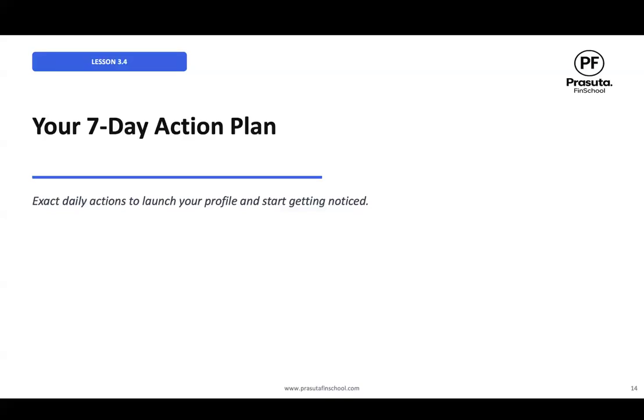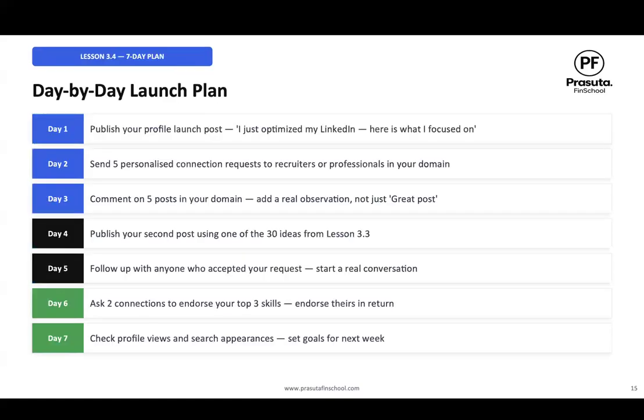Right. So the next section: what should be your 7 days action plan? The exact daily action to launch your profile and start getting noticed. This is exactly what you have to do every day in a week. On day one of the week, publish your launch profile post: I have just optimized my LinkedIn. Here is what I have focused on.